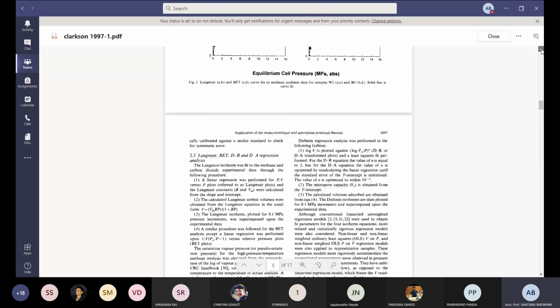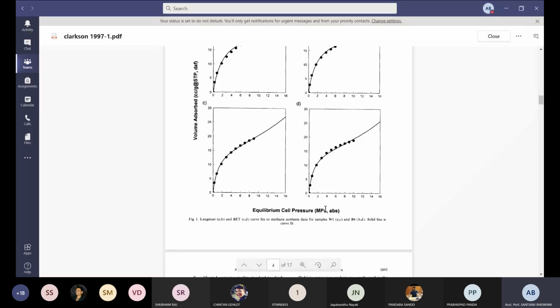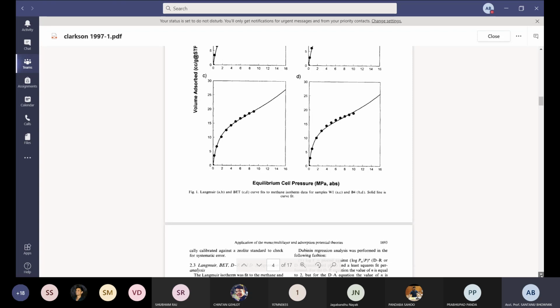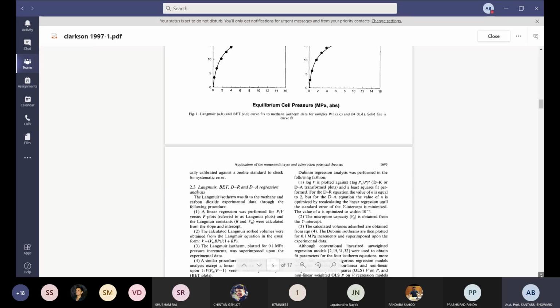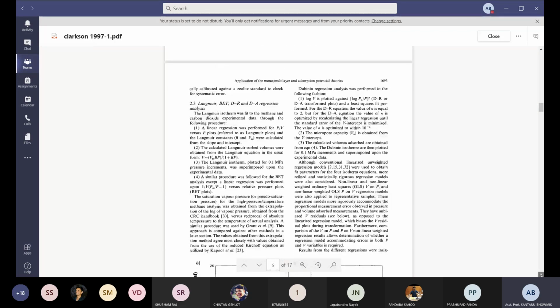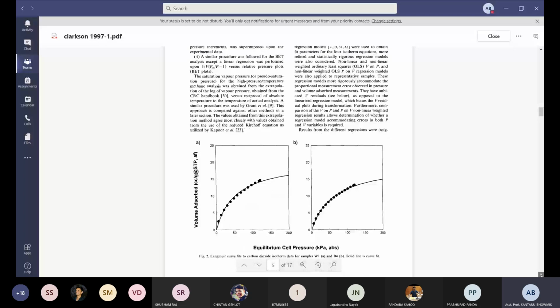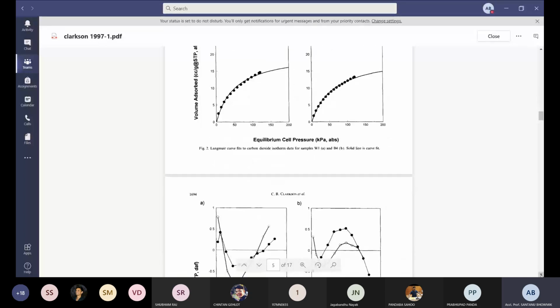Whereas these earlier examples are in the MPa from 0 to 10 megapascal. So please look at the units also. So you can see here that whatever exponential curve you are getting, it can be easily fitted by the Langmuir graph or the BET graph.